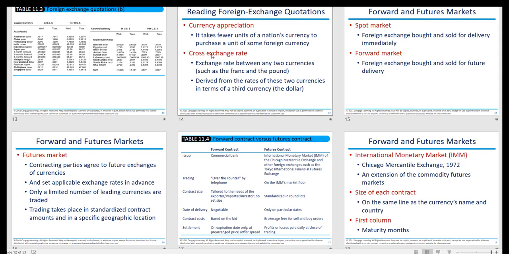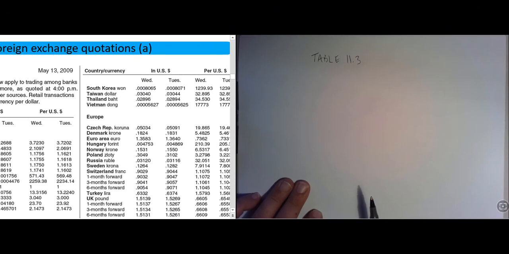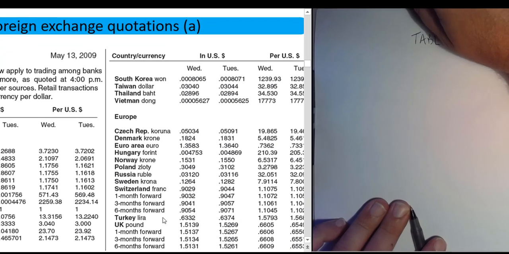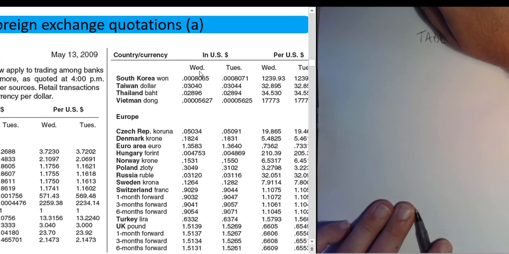Now we're going to look into cross exchange rates. So we're going to do a numerical example to illustrate this concept. Okay, so let's use table 11.3 to talk about cross exchange rates. Note that for Wednesday, so let's focus on the Wednesday data.